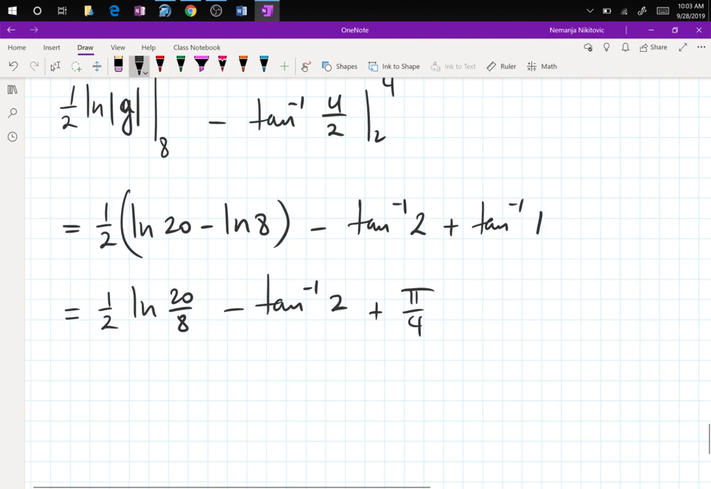20 over 8 cancels by 4, so we have finally 1/2 ln 5/2 minus tangent inverse of 2 plus pi over 4.